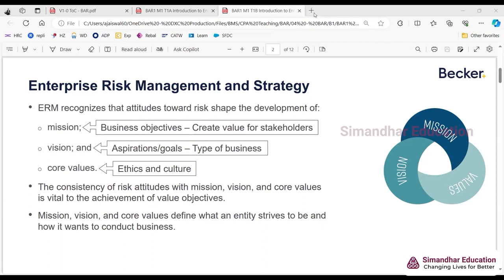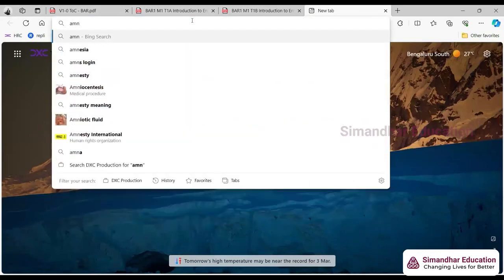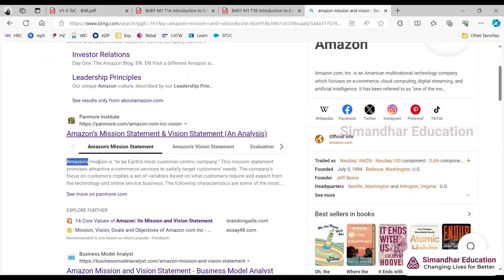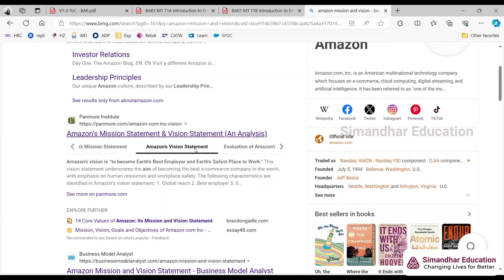Let us do a real live example. So let's say Amazon's mission statement is to be Earth's most customer centric company. That's it. That's why the company exists: to be the Earth's most customer centric company. Okay, vision statement.